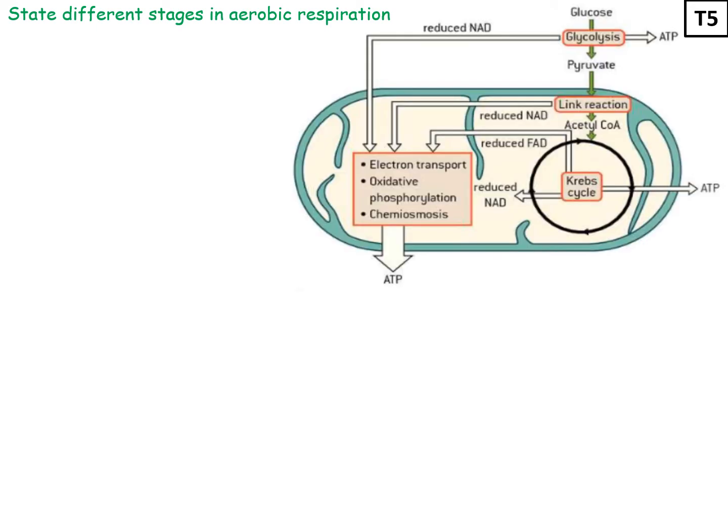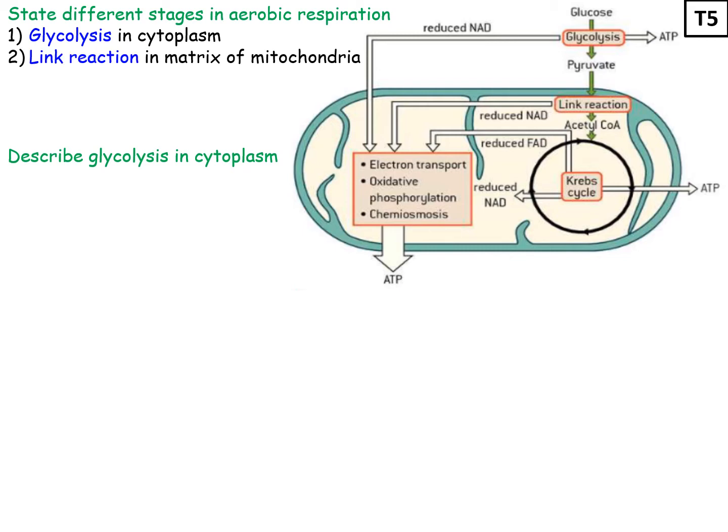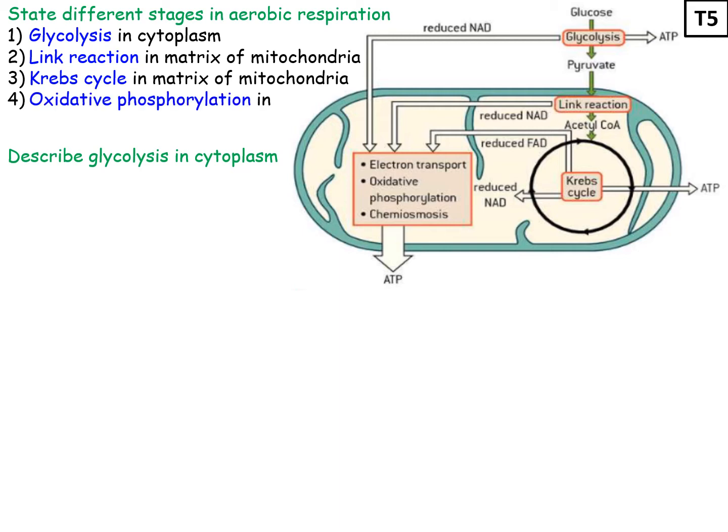State different stages in aerobic respiration. The first stage of aerobic respiration is glycolysis, and this occurs in the cytoplasm. After glycolysis, there's the link reaction and also the Krebs cycle, and both occur in the matrix of the mitochondria. And then to finish off, there is oxidative phosphorylation in the inner mitochondrial membrane.